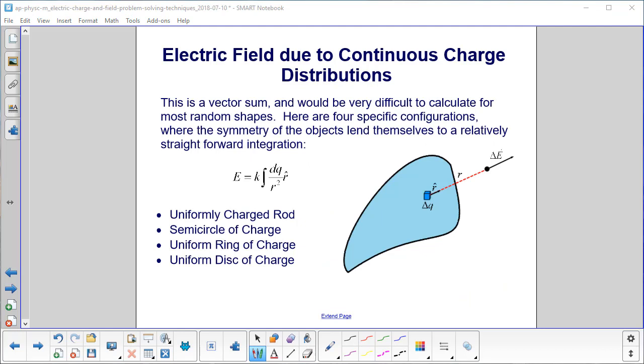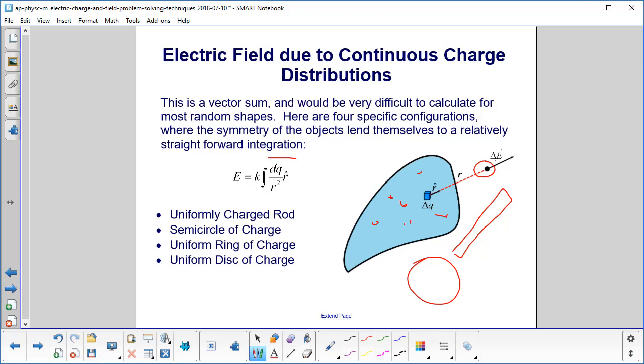We don't always deal with a single charge or a couple of charges. Frankly, we normally deal with continuous charge distributions where you have shapes. You want to find the electric field due to a sphere or to a rod. That's very difficult to calculate because it's a vector sum. You have to find the electric field, for example, at this point due to every single piece of this charge distribution. However, if you have very good symmetry, you can calculate it with a pretty straightforward integration.